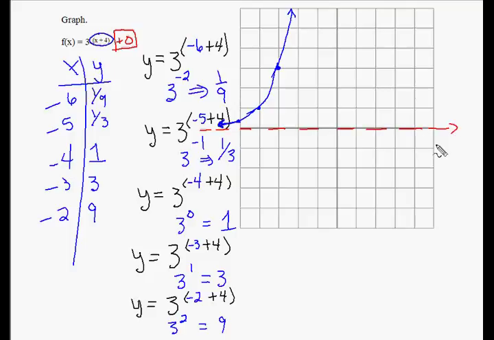And I need to make sure I can see your asymptote. So if it blends in too much with your grid, make it really dark and really thick. And make sure it's a broken line. It does not exist. It's just a guide to let us see where this exponential graph is going.